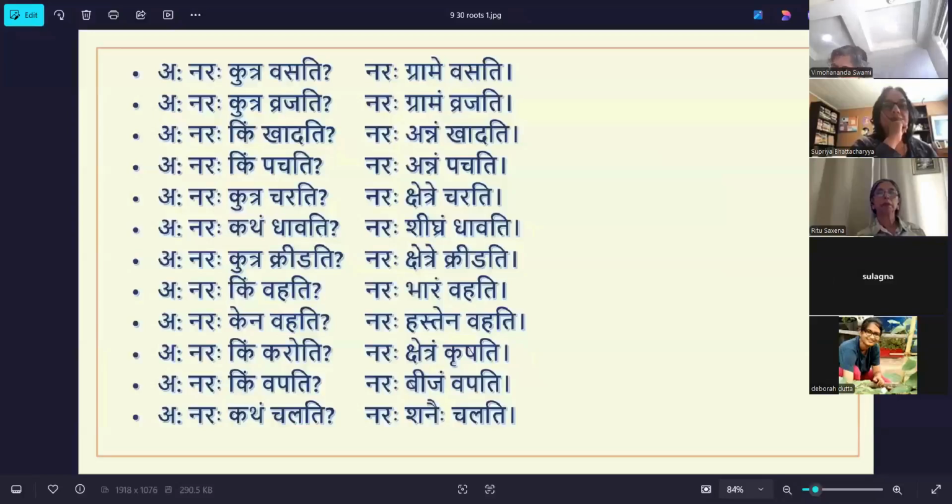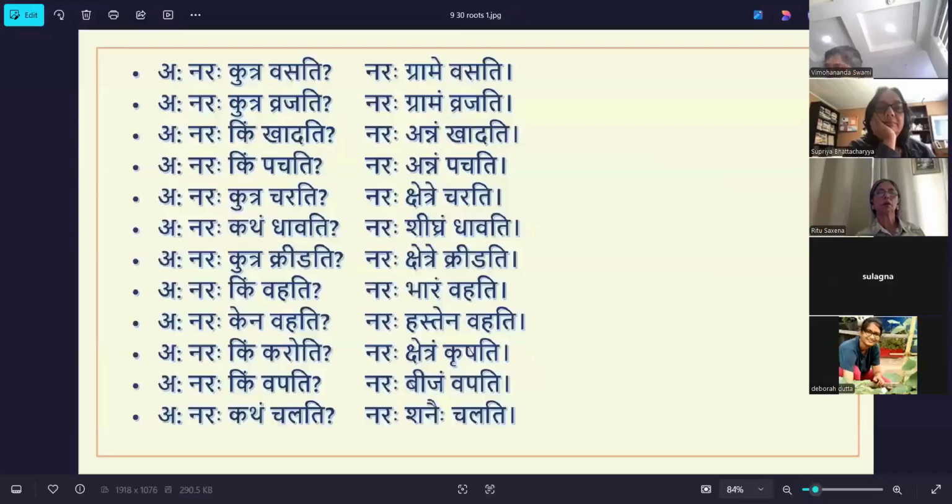Now see another new word, katham. Nara katham dhavati. What does it mean, Charu? How is he running? Dhavati means running. How is he running? Nara shigram dhavati. He is running fast.